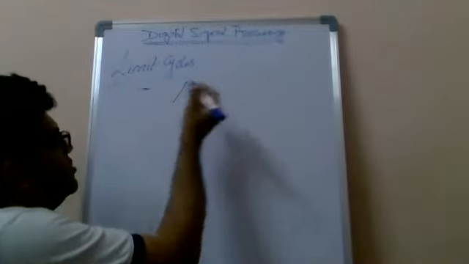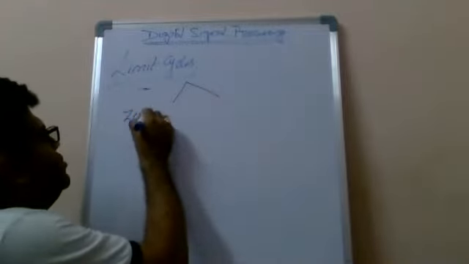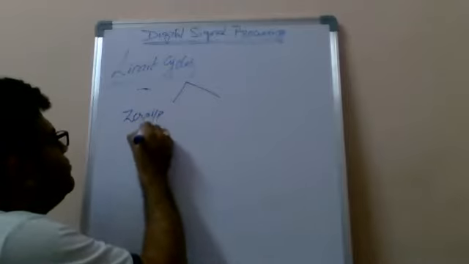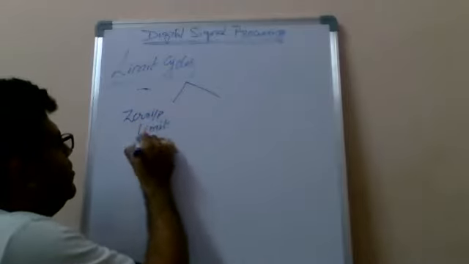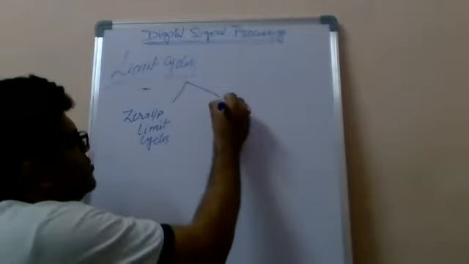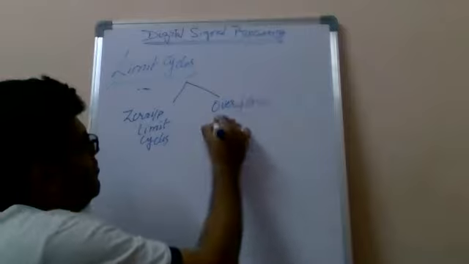In limit cycles, generally we have two categories. One is called zero input limit cycles, and the second one is called overflow oscillations.